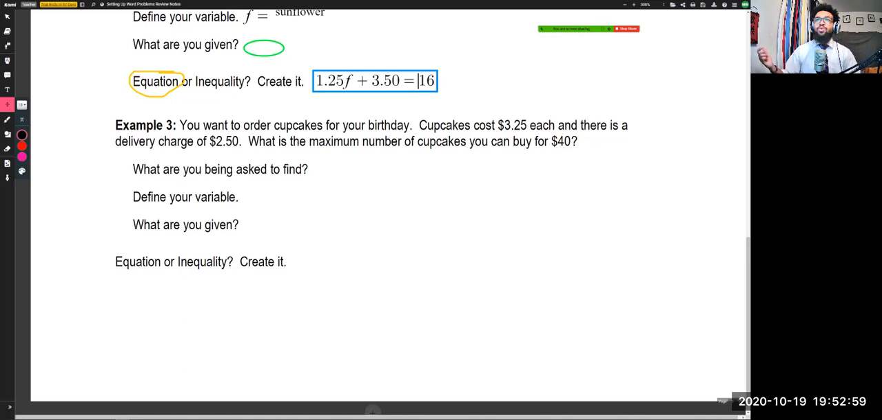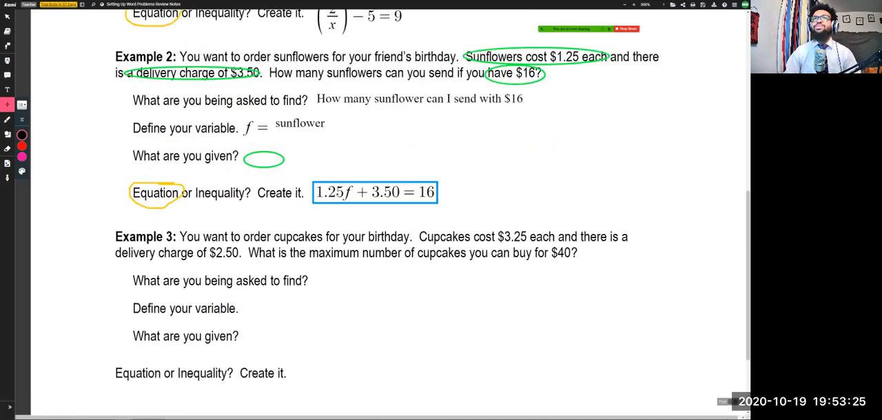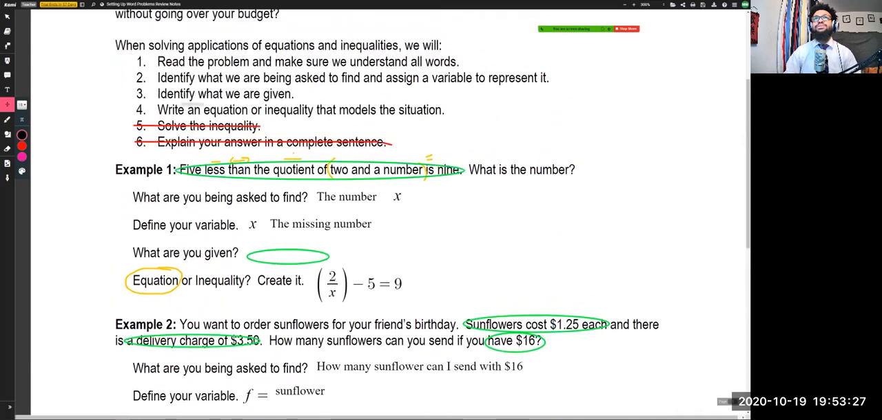Again, you want to order cupcakes for your birthday. Cupcakes cost $3.25 each, and there is a delivery charge of $2.50. What is the maximum number of cupcakes you can buy for $40? All right, I understood everything in there. If you didn't understand something, let one of us know so that we can help you figure out what it's asking you. So we just did step number one.